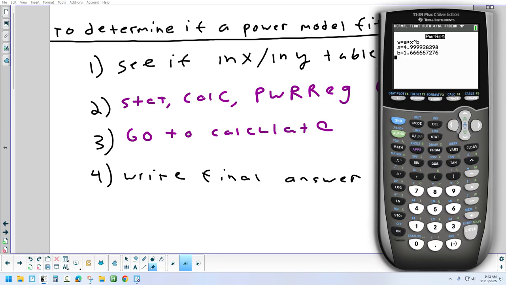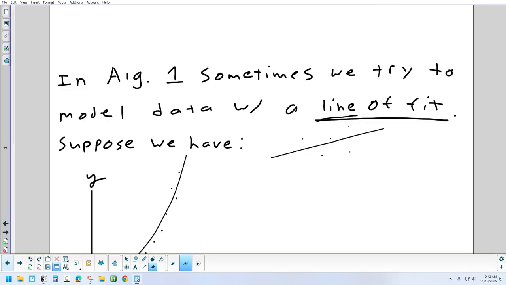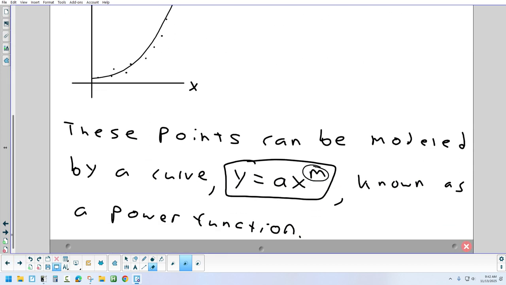Notice it gave us a decimal for the exponent. That is not a polynomial. You cannot have decimals in the exponent. That's what makes the power model a little different. Okay? Variable decimal exponents are perfectly fine. So you're going to write your final answer in the form a times x to the b. Now, our book uses different letters. They use a times x to the m. A times x to the b is the same thing. They use a different letter.